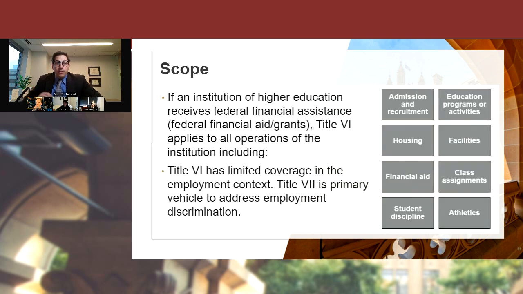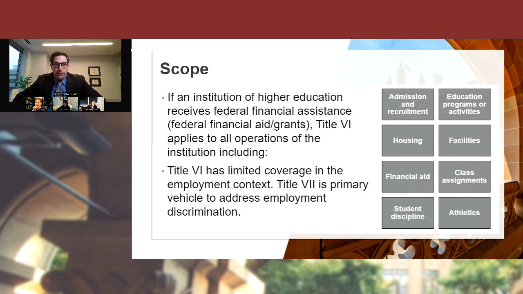So if you're here as part of an institution of higher education and you receive federal financial assistance, and that means Title IV federal financial aid, grants, et cetera, which we assume is most of the audience here, Title VI applies to all the operations of your institution, right? That includes everything in the boxes here, from admissions to recruiting, your education program or activities, class assignments, discipline, athletics, et cetera. Title VI's coverage in the employment section is a little more limited.